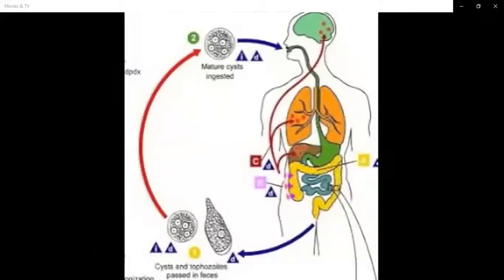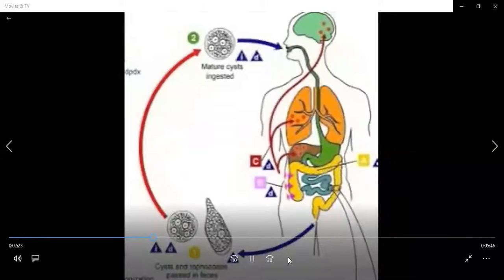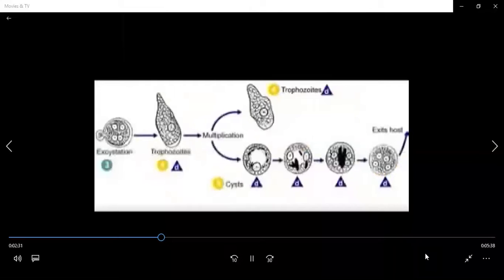The life cycle of Entamoeba histolytica begins when cysts and trophozoites, which are immature cysts, are passed through the colon and expelled in feces. The cysts are typically discovered in formed stool, with trophozoites being found in diarrheal stool. Infection then occurs when an individual ingests mature cysts through fecally contaminated food, water, or hands.